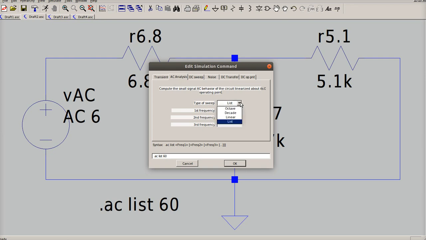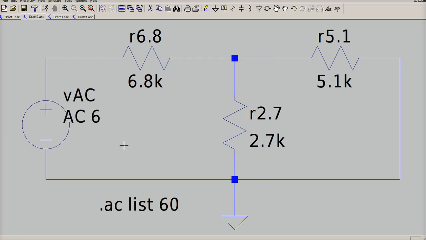So I had to click on the AC analysis tab. I had to do the pull down list, and I want to make it a list, and the only frequency that I care about is the 60 Hertz frequency. And so when I've got list 60, you see that I am .AC analysis list 60, and then OK. That's my analysis. So it's a little more involved than the .OP.